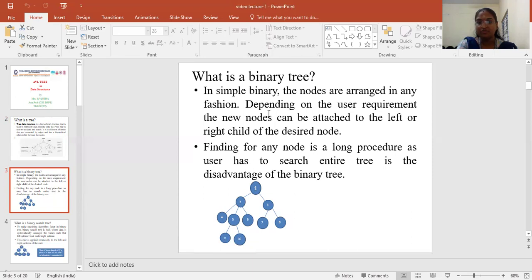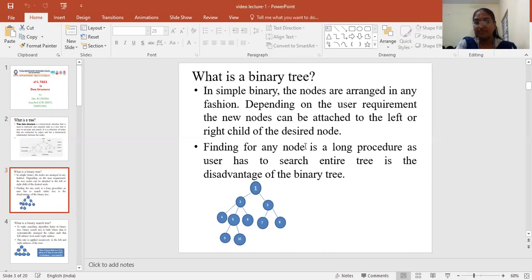Clear, everyone? So depending on the user requirements, the new nodes can be attached to the left or right child of the desired node. Means if the user wants to attach the node on the right side, leaving the left side empty, he can attach it over there. But it is not called a perfect tree. It is only called a binary tree. Either zeros or ones will be counted.